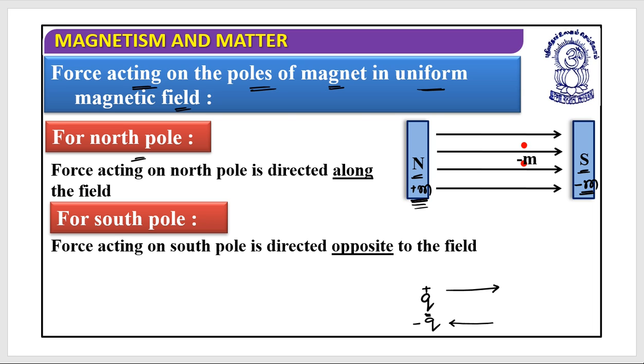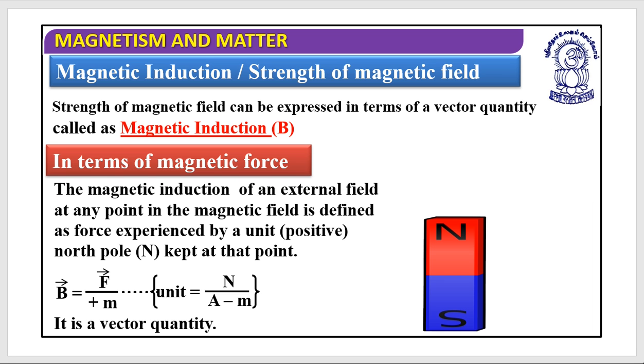So the force acting on the north pole is directed along the field, in the same direction. But the force acting on the south pole is directed opposite to the field. Let's find the magnetic induction. When we say magnetic induction we mean the strength of a magnetic field. The strength of a magnetic field can be expressed in terms of a vector quantity that we call magnetic induction, the magnetic field B.